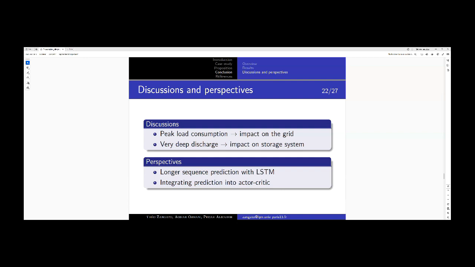For further research, we can add more objectives into our reinforcement learning agents, so that it takes such objectives into account. In perspective, we also want to make longer sequence predictions using LSTM, so that the agent can gradually charge the storage system rather than peaking just before the high time of use tariffs. We also want to integrate this predictor directly into the actor critic, so that the actor network can share the parameters with the prediction module in order to have a better representation of the actions that may be beneficial for the future.